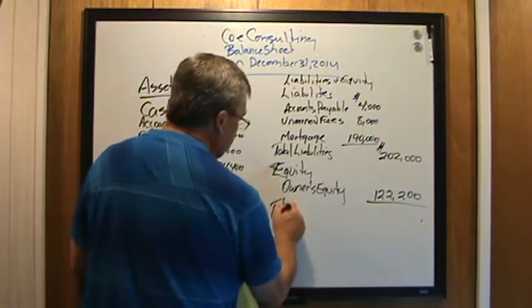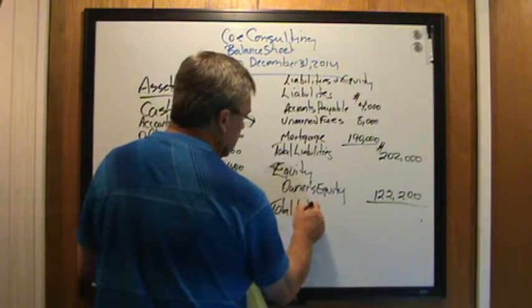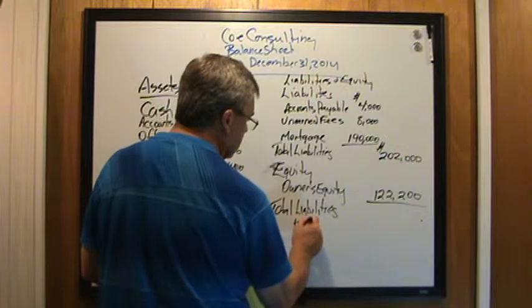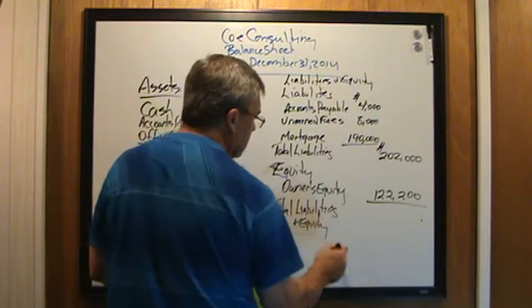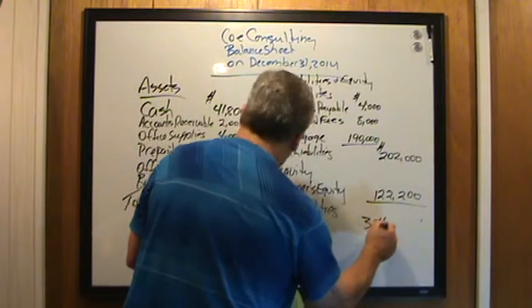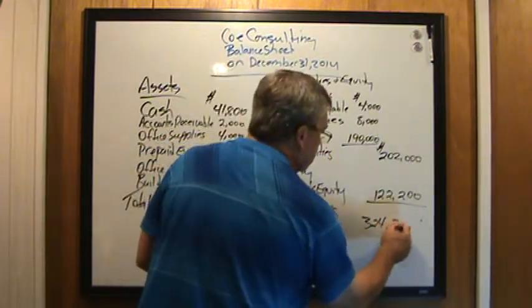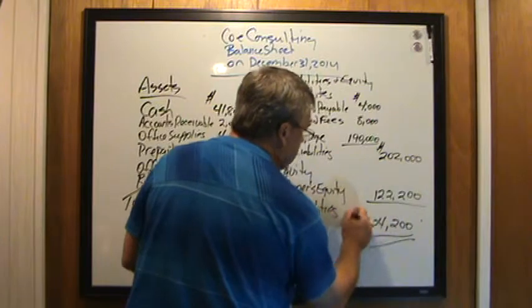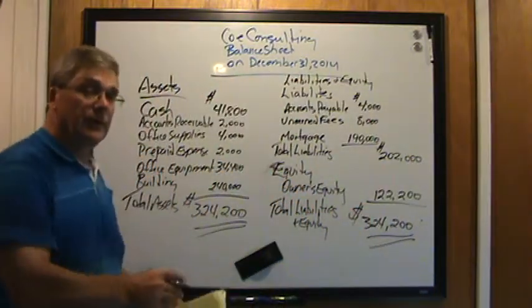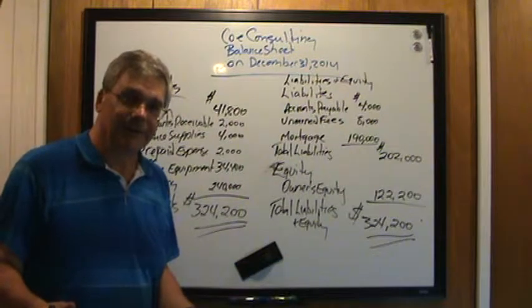Total liabilities and equity are equal to $324,200. Double underline, dollar sign. We're done. The balance sheet balances, sigh of relief.